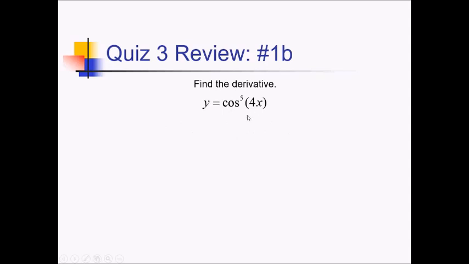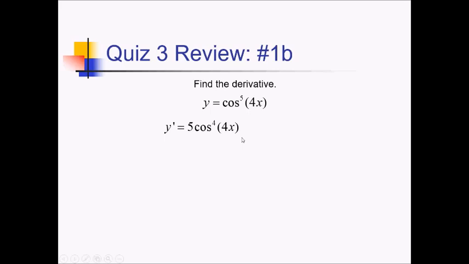On this one, we're trying to find the derivative. We're going to use the chain rule. The outer function on here, the way this notation works, is the 5th power. This is really cosine of 4x, all of it raised to the 5th power. So we have something to the 5th. The derivative of that is going to be 5 times something to the 4th. So 5 times cosine 4th of 4x.